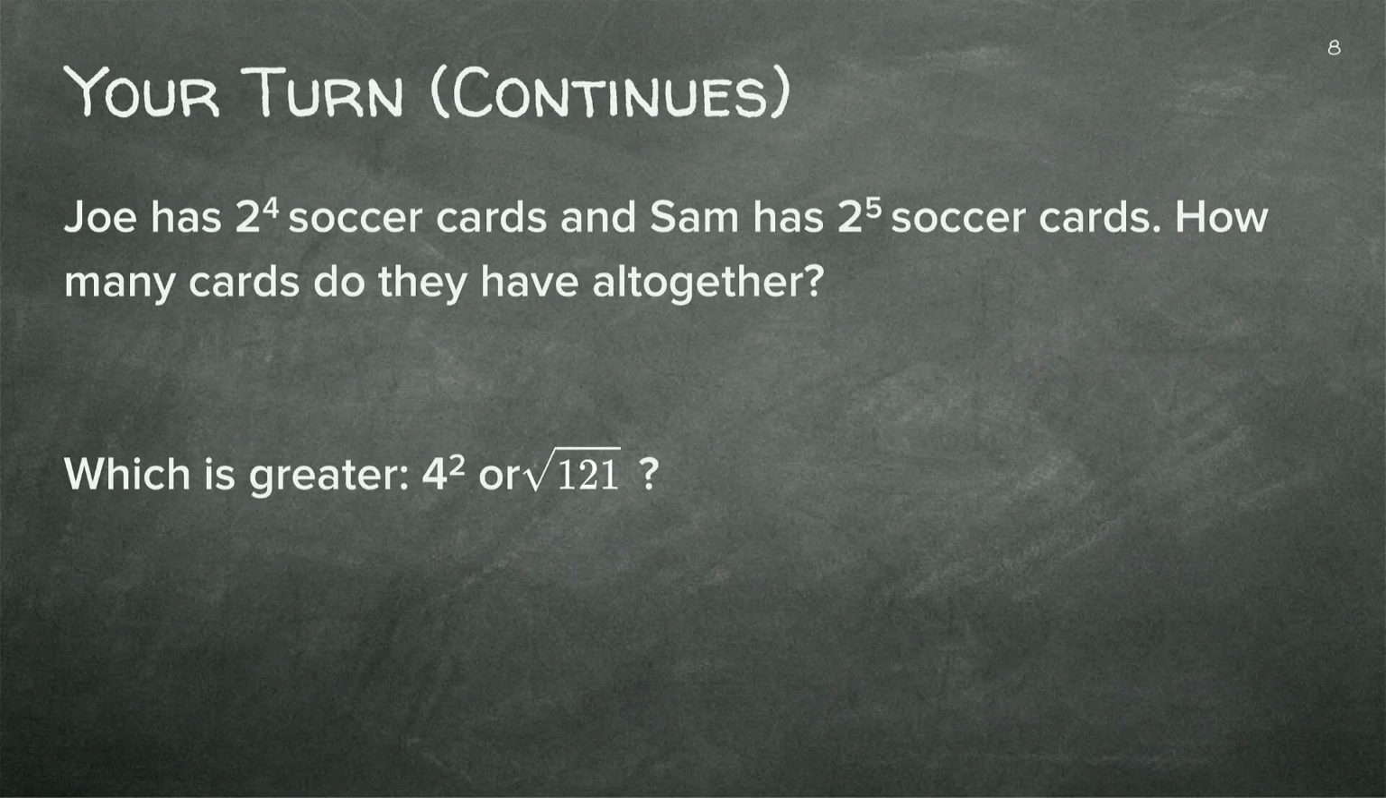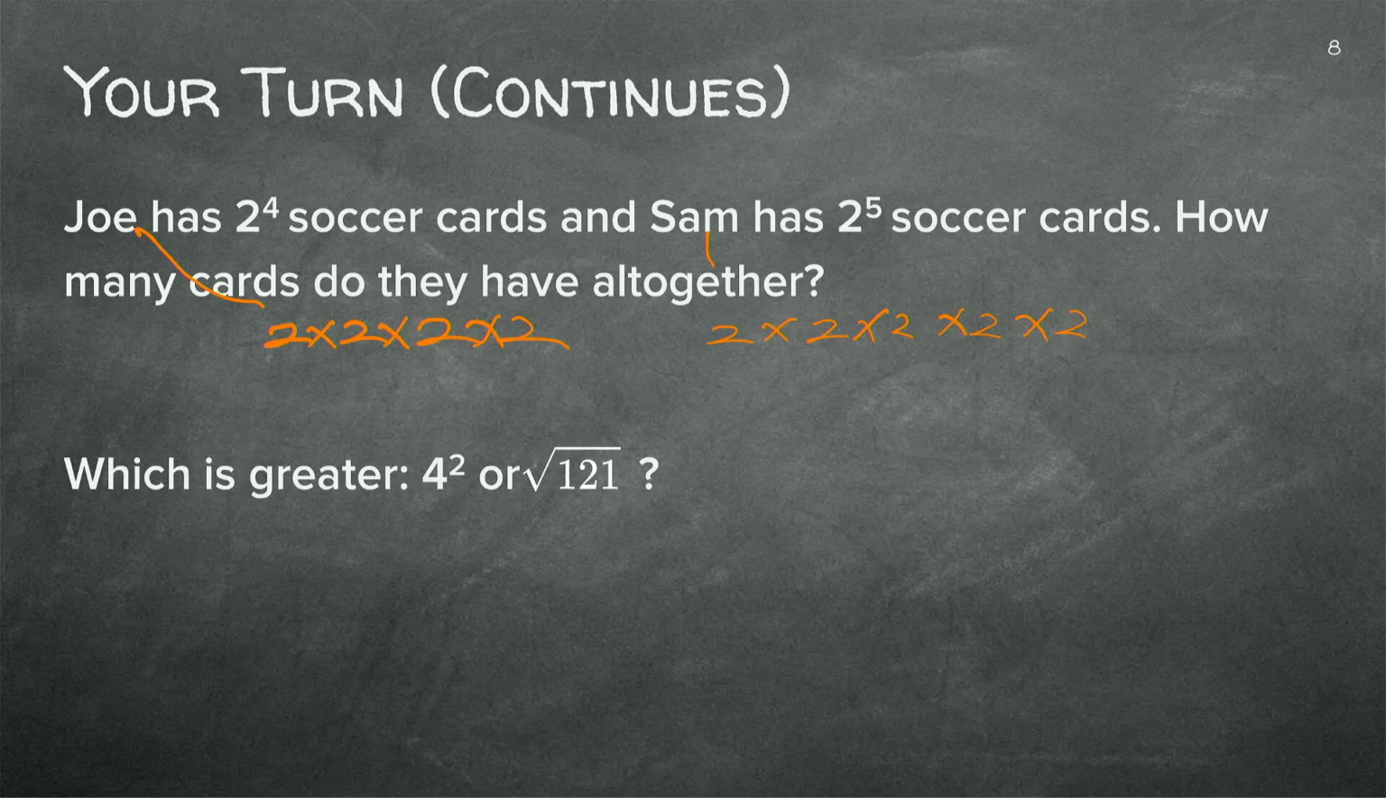So let's just do 2 more. Joe has 2 to the power of 4 soccer cards. And Sam has 2 to the power of 5 soccer cards. How many cards do they have altogether? Again, pause, do it, and come back, and we do this together. Right. Okay, I hope you didn't get all mixed up by the 2's. So this is 2 times 2 times 2 times 2 that Joe has, and Sam has 2 times 2 times 2 times 2 times 2. So what is our answer?